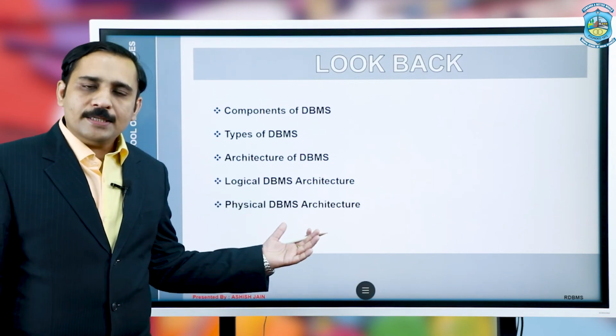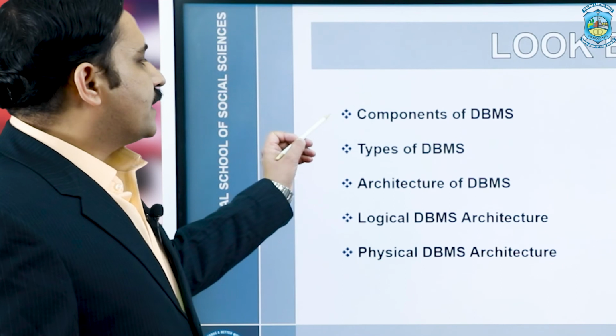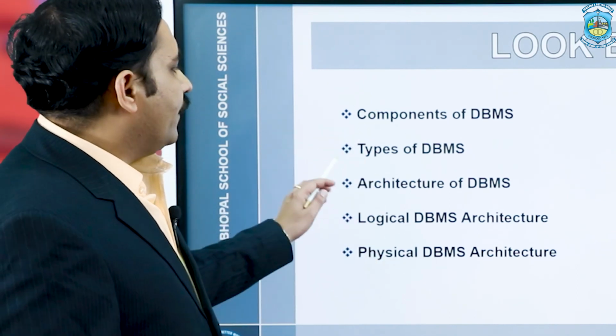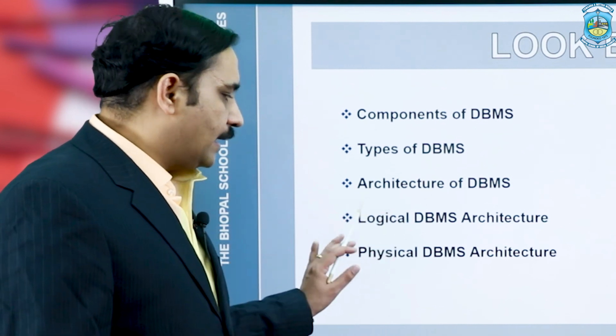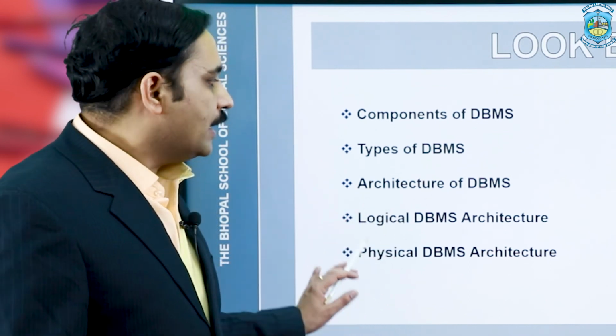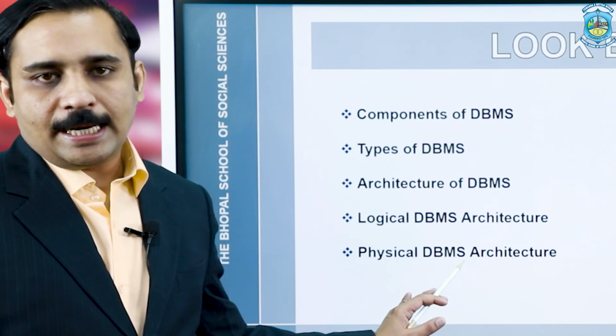Let us now look back and see what we have covered in this module. We started with various components of DBMS. We have seen various types of database management systems. We have seen the architecture, both the physical as well as the logical DBMS architecture, and we have seen different components of these architectures as well.